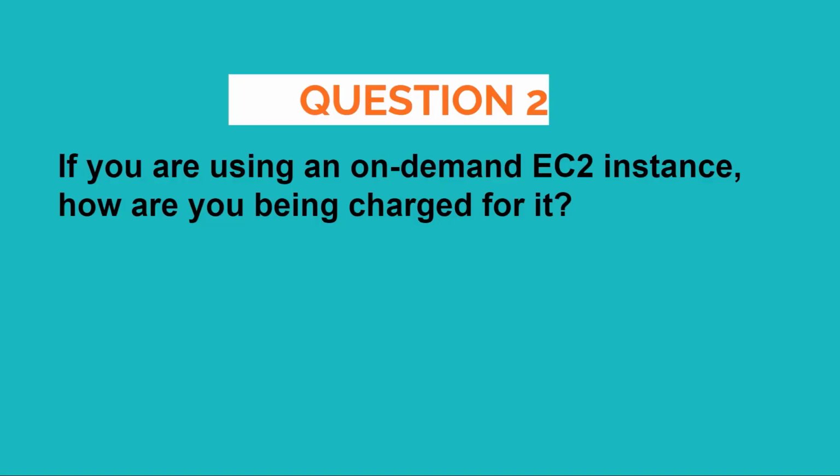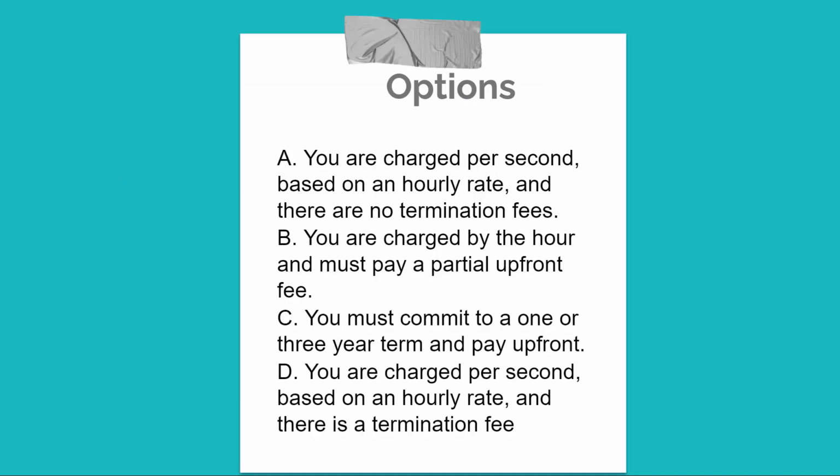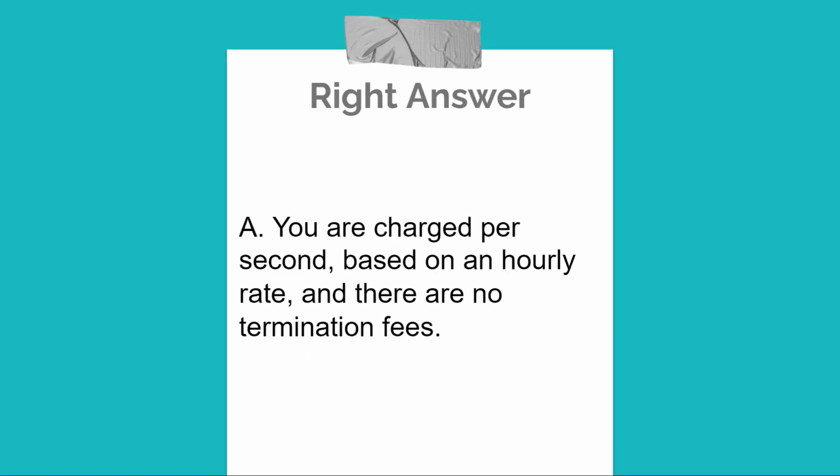Question. If you are using an on-demand EC2 instance, how are you being charged for it? Option A. You are charged per second, based on an hourly rate, and there are no termination fees. B. You are charged by the hour and must pay a partial upfront fee. C. You must commit to a 1 or 3 year term and pay upfront. D. You are charged per second, based on an hourly rate, and there is a termination fee. Right answer is A. You are charged per second, based on an hourly rate, and there are no termination fees.